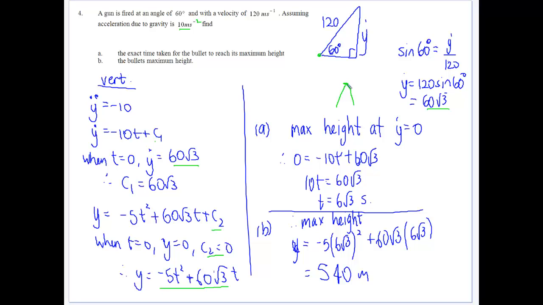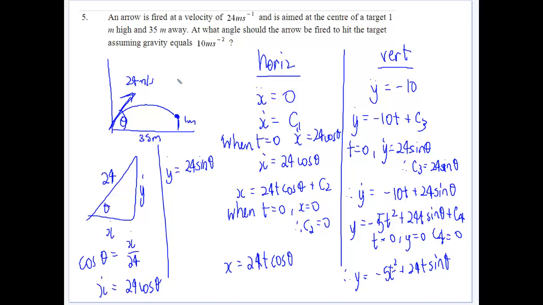So where does it stop? That's where the vertical velocity is 0. We set the vertical velocity statement equal to 0 and solve, and we get t equal to 6 root 3. So there's the exact time for it to reach the maximum height. The maximum height is then the value of y at that time. Substituting it in, expanding out and collecting our terms, we get 540 meters. So there's our time taken to reach the maximum height, and the maximum height.